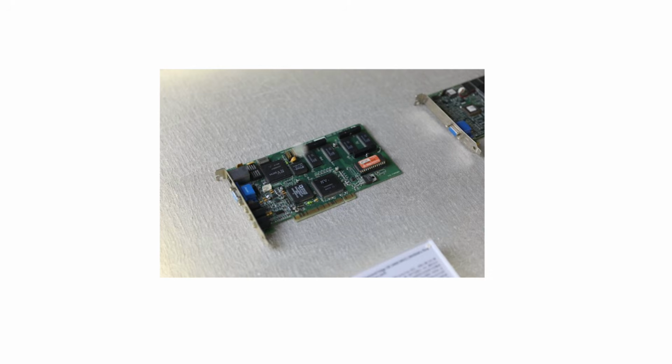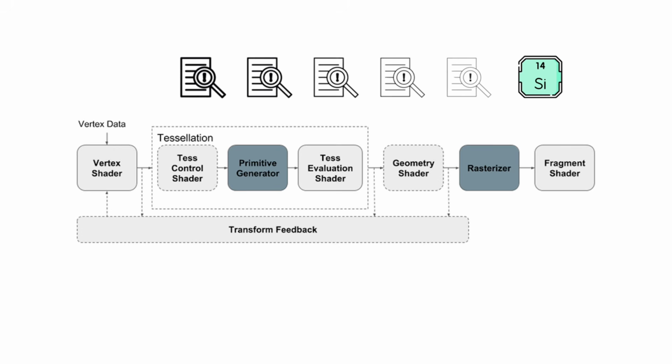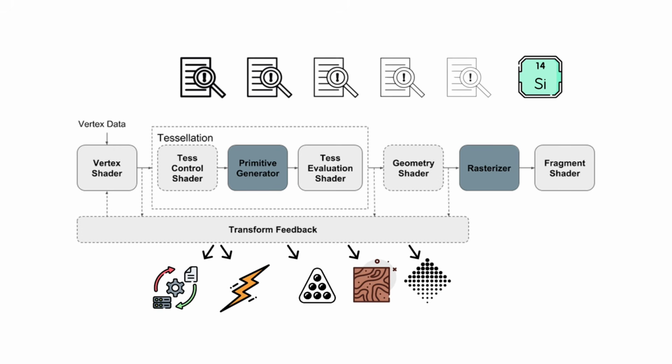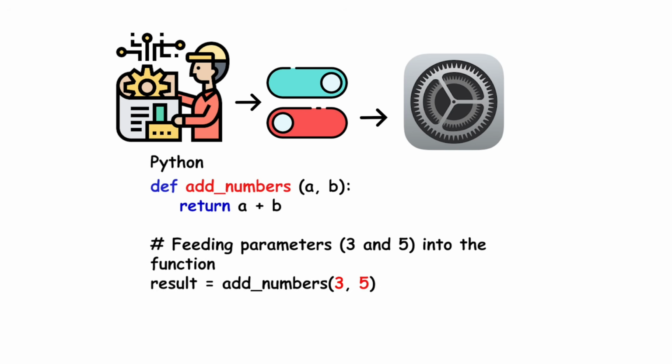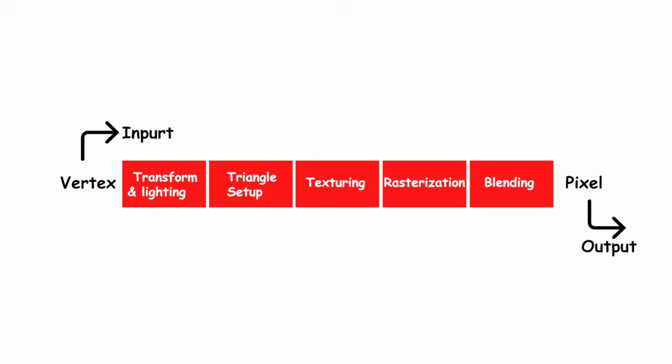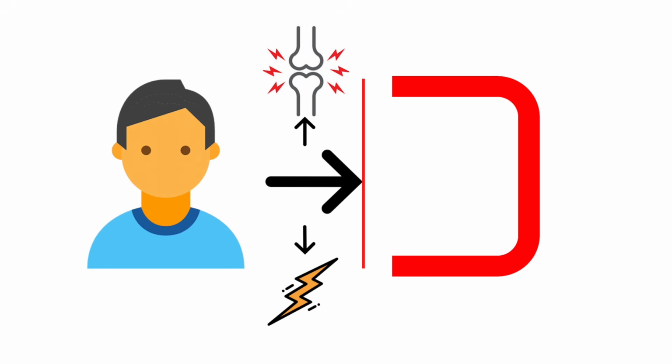Early graphics hardware used a fixed-function pipeline. The stages were predetermined in silicon: transform and lighting, triangle setup, texturing, rasterization, and blending. Developers could only toggle settings and feed parameters. The hardware applied the same limited sequence to every vertex and every pixel. You could not insert your own math for lighting models, skinning, or post-processing.